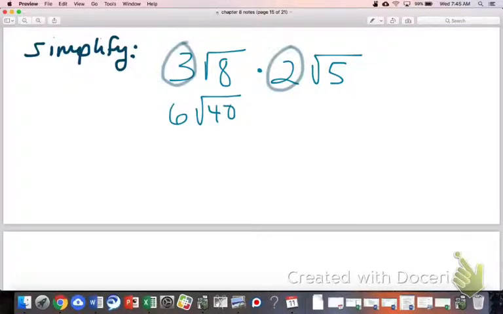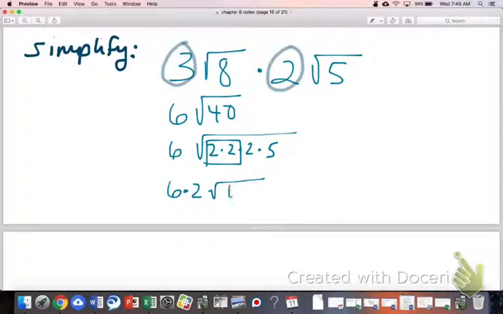So in order to make sure this is simplified, we need to do the prime factors of 40 and look for those pairs of like factors. So 40 is really 2 times 2 times 2 times 5. And there's a pair of 2's. Those come out as a single 2. So it would be 6 times 2 times the square root of 2 times 5. And of course, 6 times 2 is 12. So I saw this on just about everybody's work. 12 root 10 was our final simplification there.